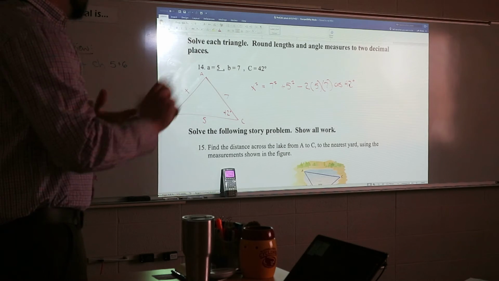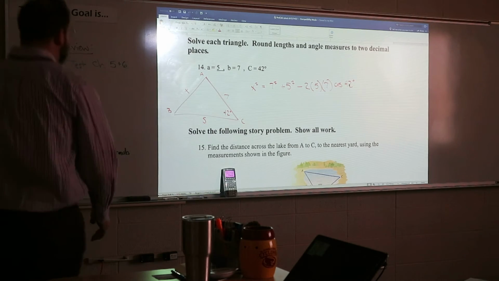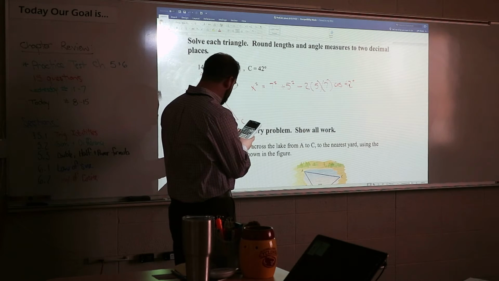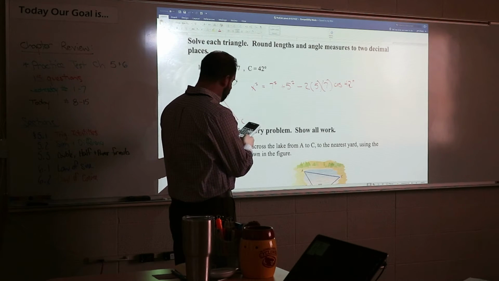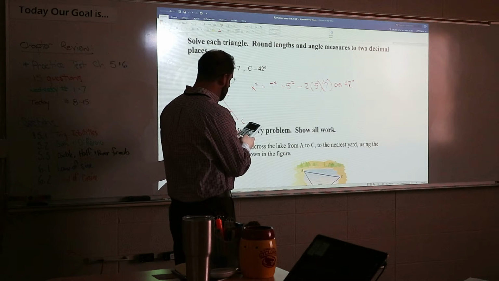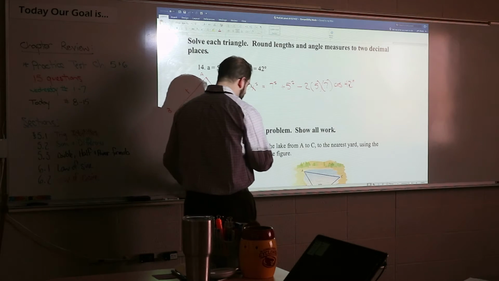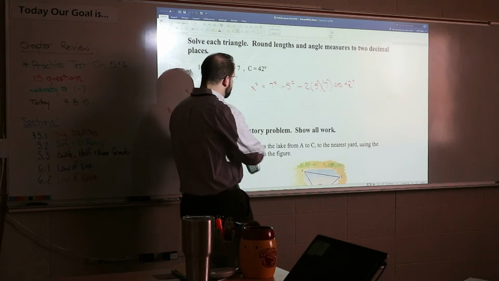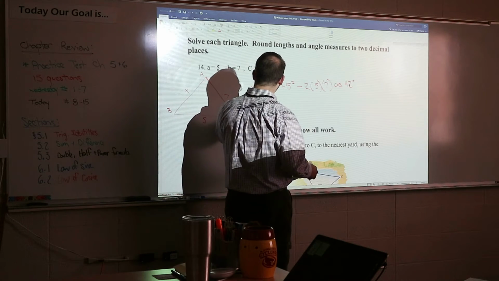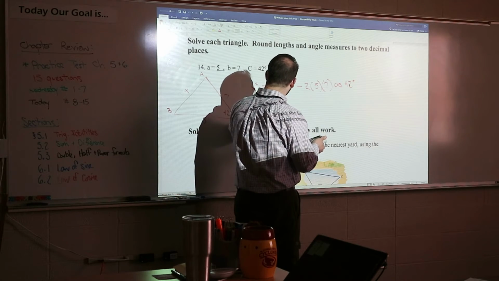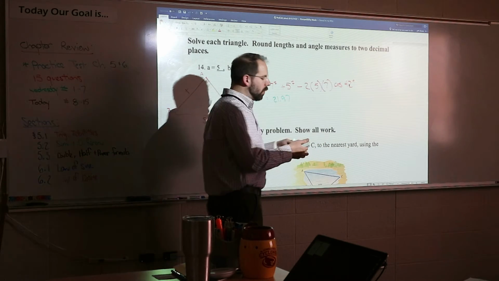Alright, now, typing this in right here: 7 squared plus 5 squared, all that good stuff. You can type these in one at a time. Minus 2 times 5 times 7 times the cosine of the angle between them. So x squared is equal to, now I typed this all in, and I got 21.97, but then I still have to take the square root of it.